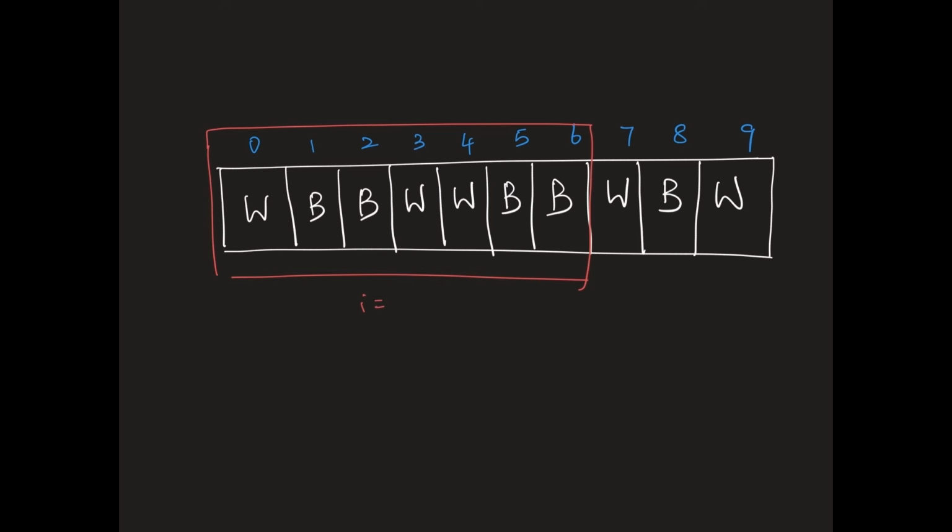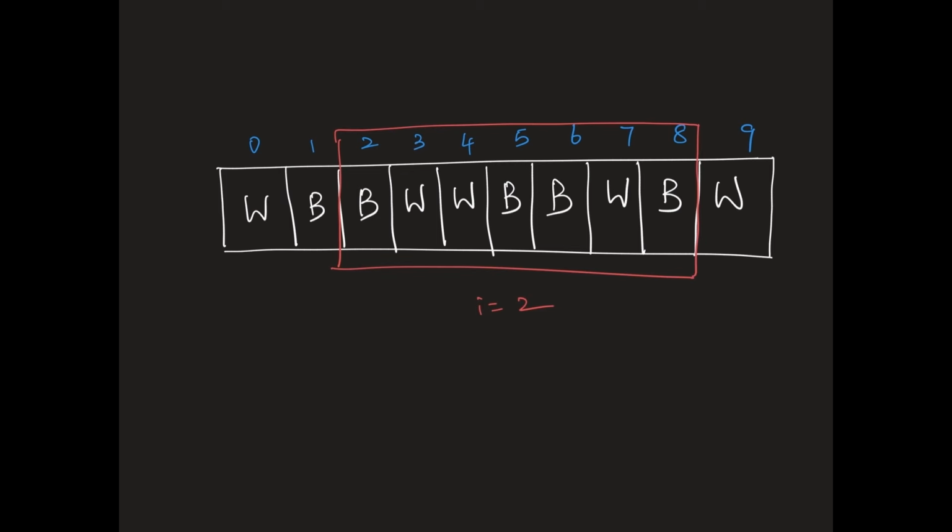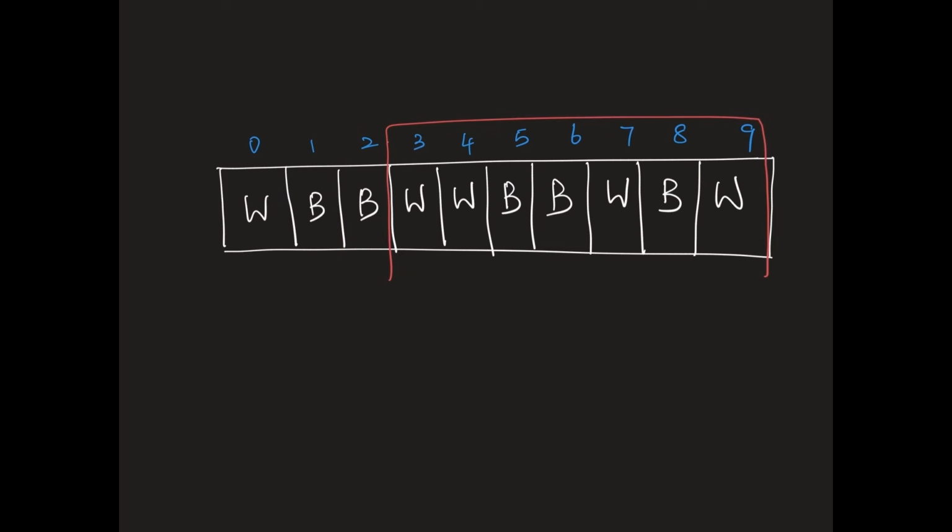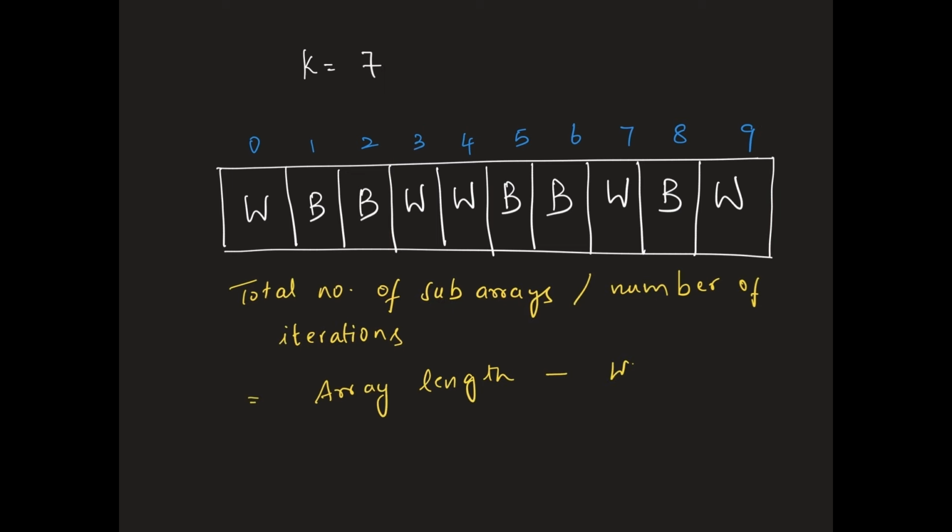In the first iteration, we take the first 7 characters as the window. In the second iteration, we move the window by one position and take the next 7 characters, and so on until we reach the end of the string. In this case, there will be 10 minus 7 plus 1, that is 4 iterations.